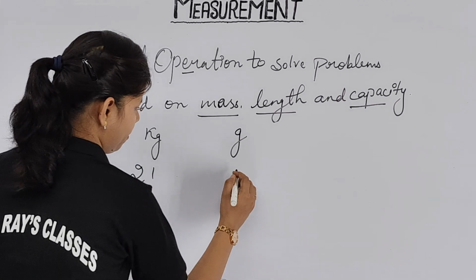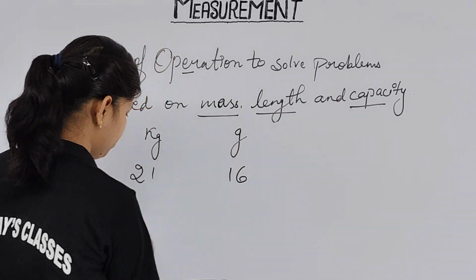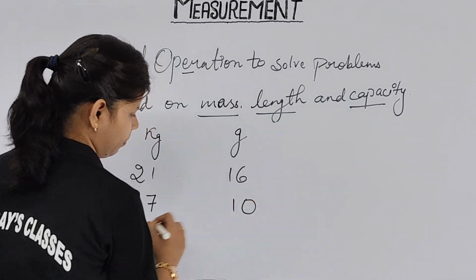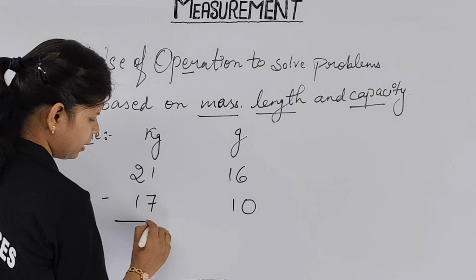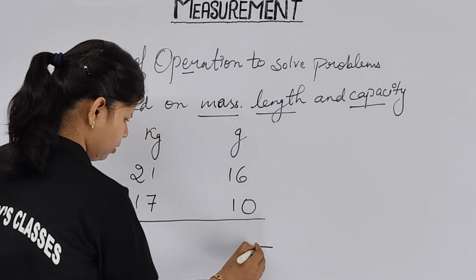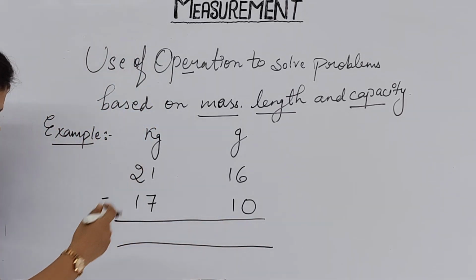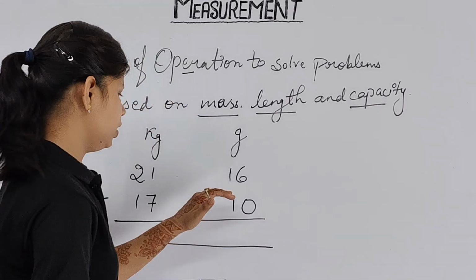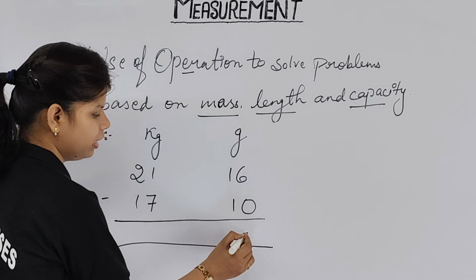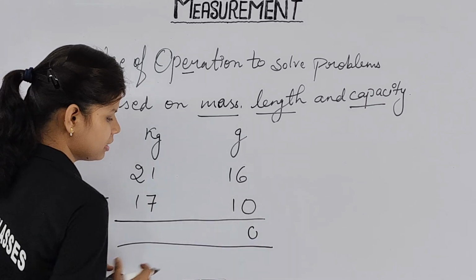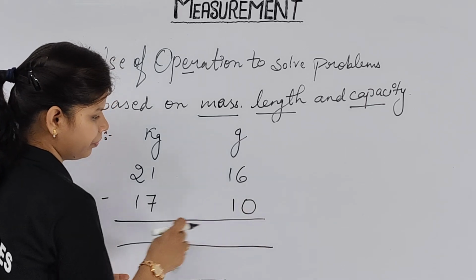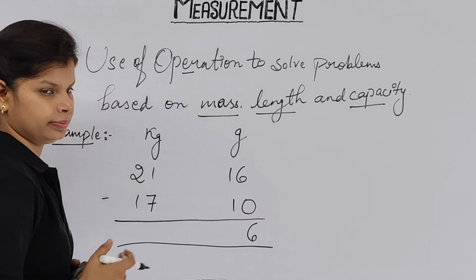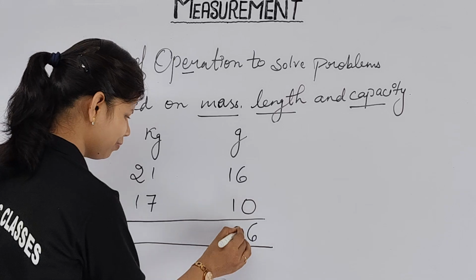like 21 kg 16 gram minus 17 kg 10 gram. You have to subtract. I am taking small numbers. In the numerical part, many big numbers are also given, which we will deal with in a separate numerical video. Now 6 minus 0, what will you get? You will get 6. When you subtract 1 from 1, obviously you will get 0.